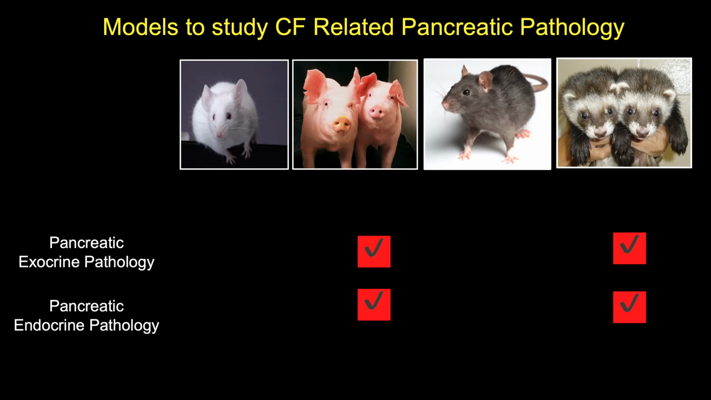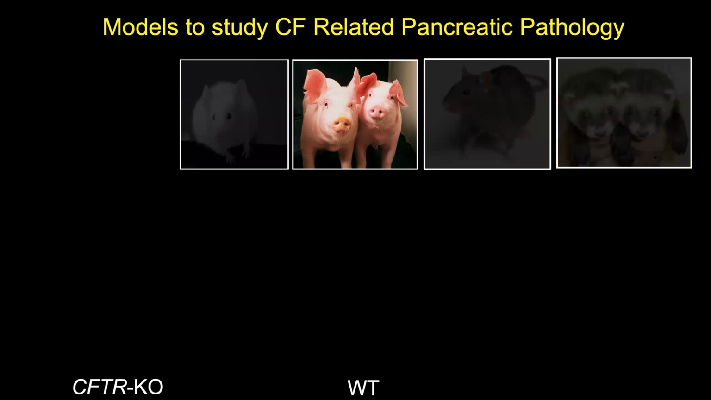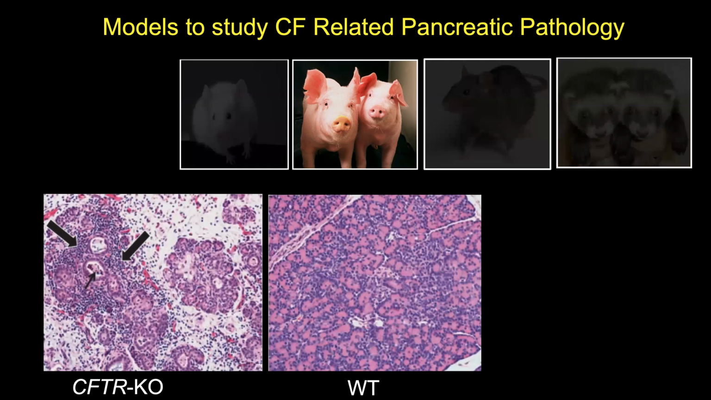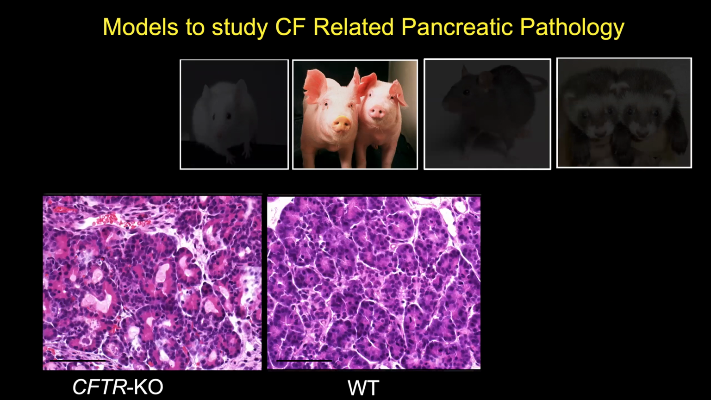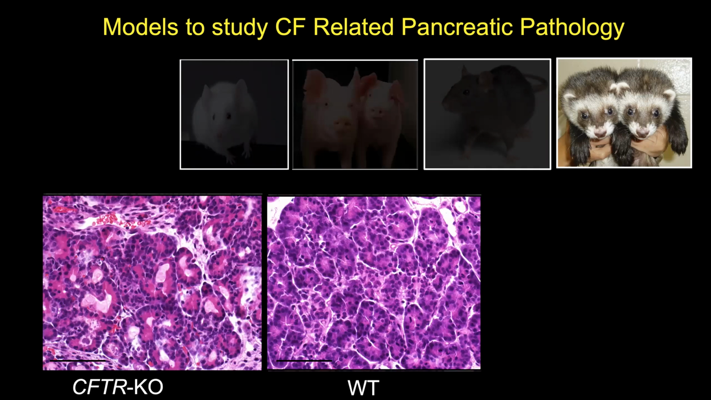The CFTR knockout or CF pigs are born with extensive inflammation and severely damaged pancreas, so it's difficult to study the evolution of the disease in pigs. However, CF ferrets, on the other hand, are born with little to no damage in the pancreas, but rapidly progress through stages of pancreatic remodeling, resembling that seen in human CF patients.